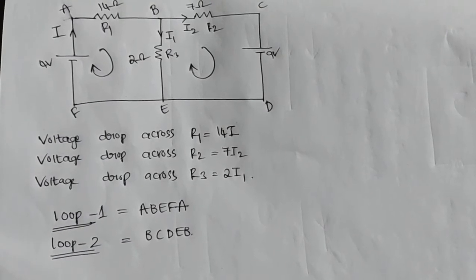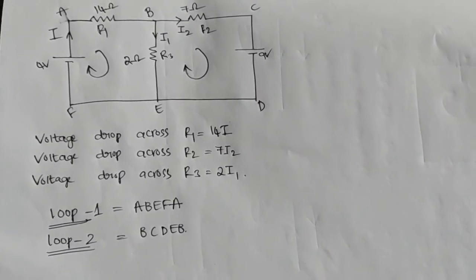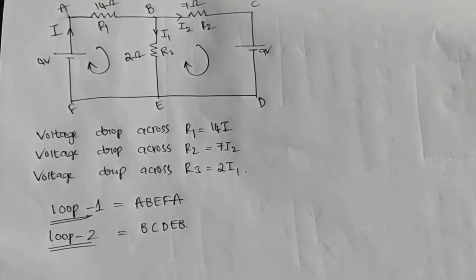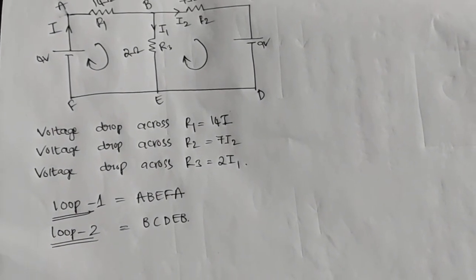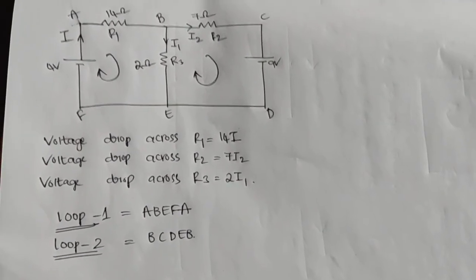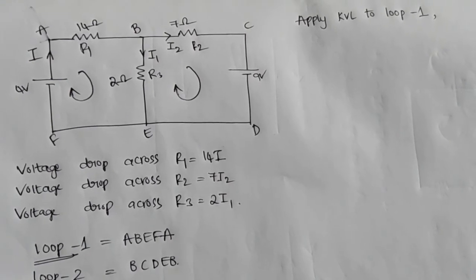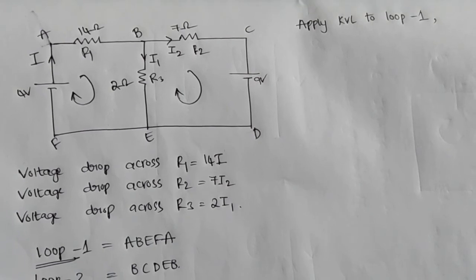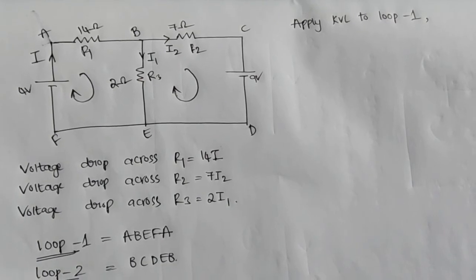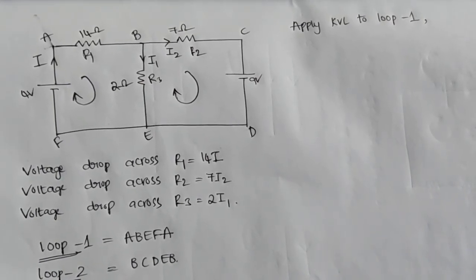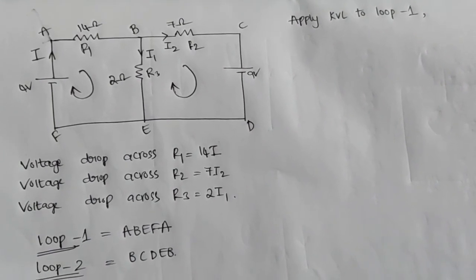Here the two loops are A, B, E, F, A as the first loop, and the second loop is B, C, D, E, B. Taking the direction as clockwise, we apply Kirchhoff voltage law to loop 1. Considering the direction of movement as clockwise, in the first loop the direction of current is the same as the direction of movement, so the current is taken as negative. But we are moving from the negative terminal of the battery to the positive terminal, so it is an increase in potential and the battery is taken as positive.